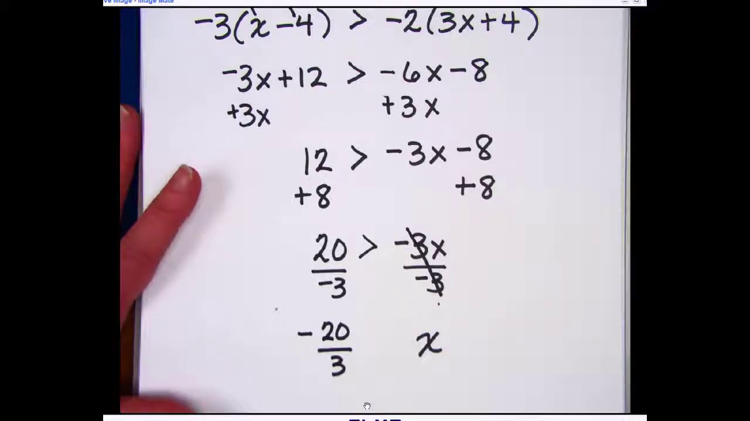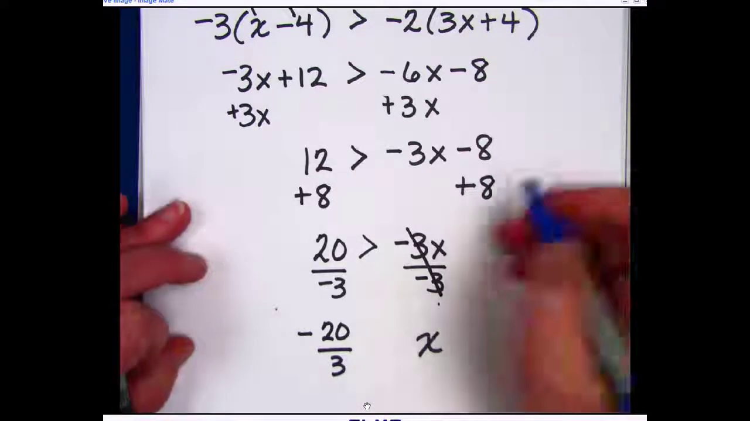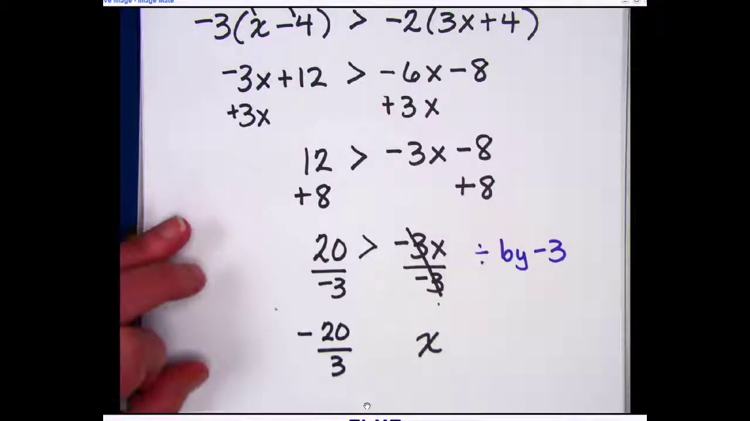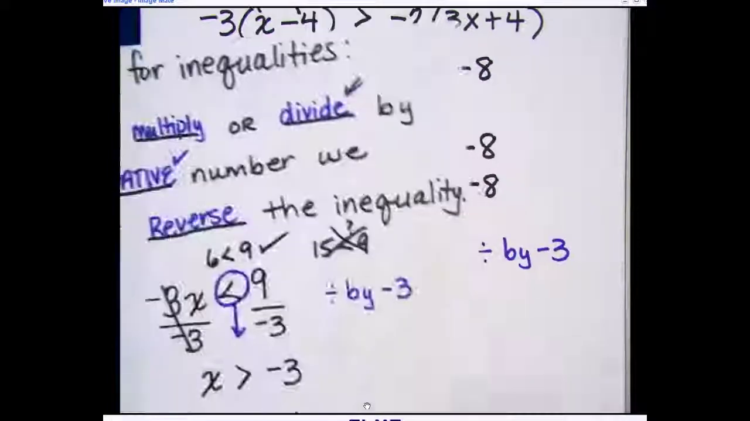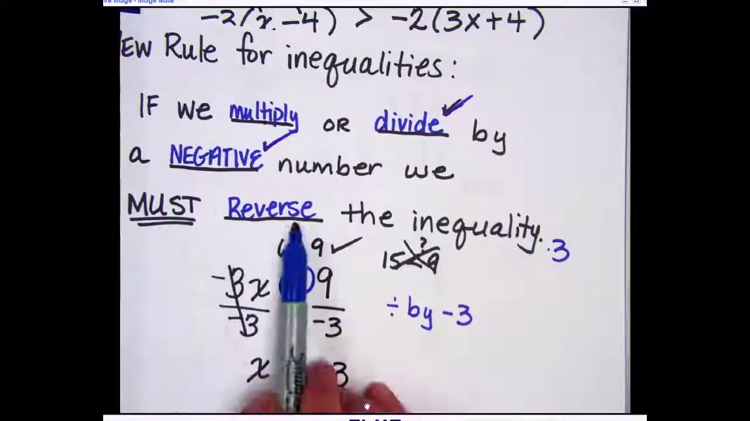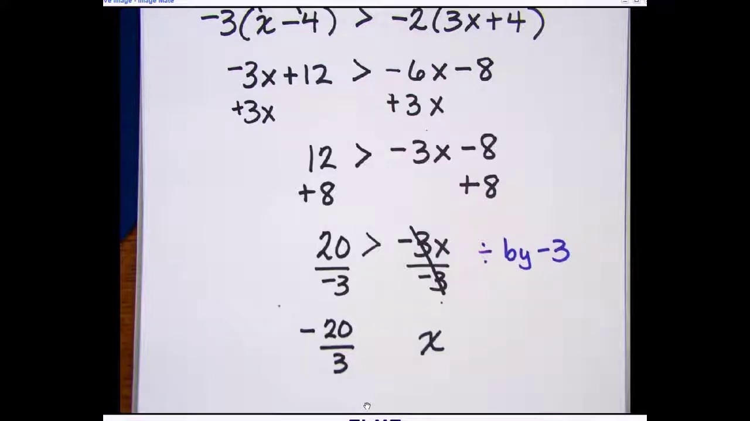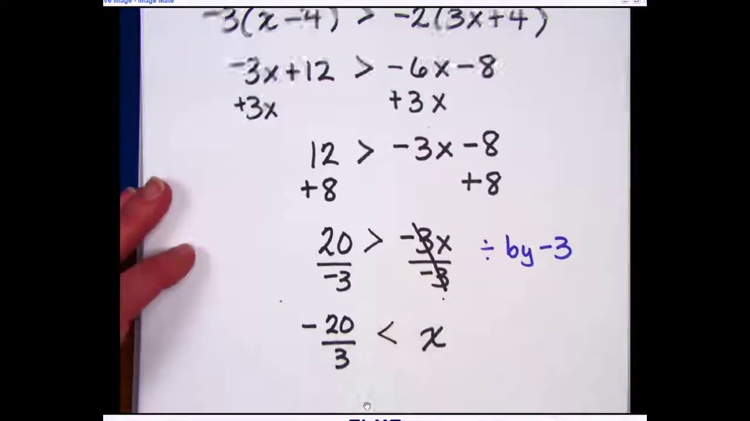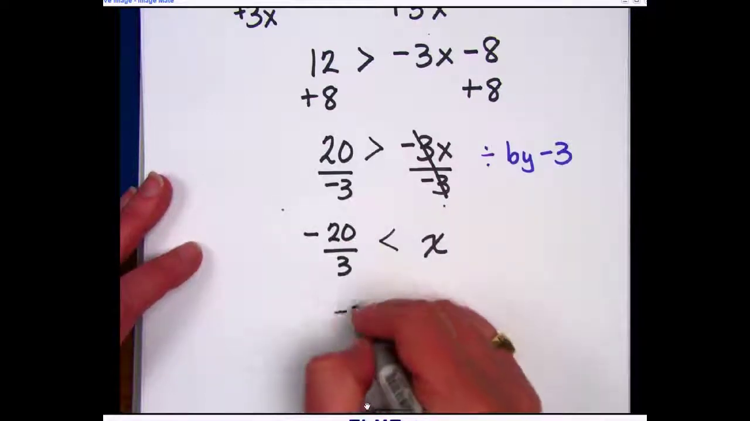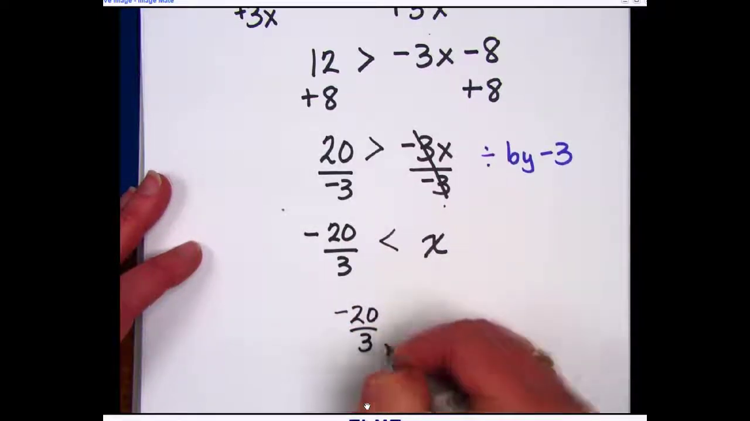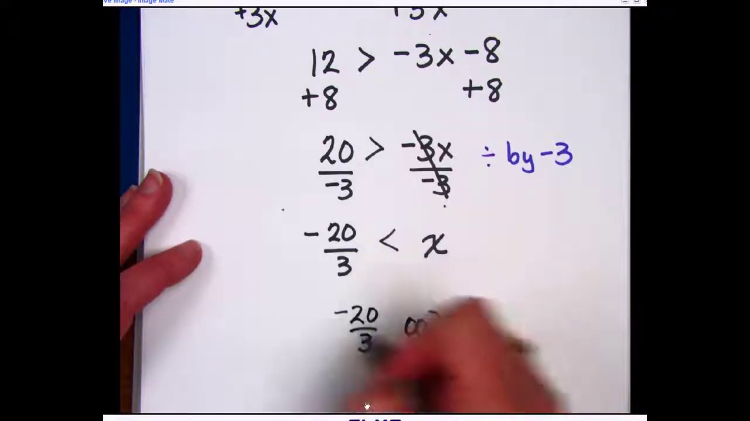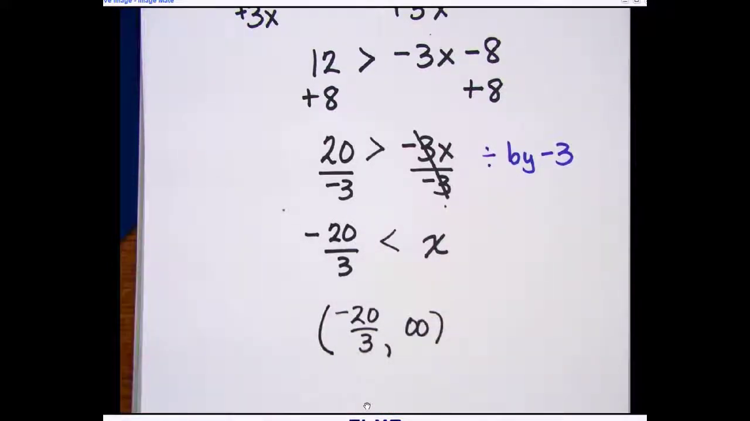Do I need to reverse? Well, I divided by negative 3. So going back to my rule, I divided, check. It was a negative number, so I must reverse. So this is going to go this way. The smallest value that will ever make this true is negative 20 over 3. The largest is infinity. No equal sign, so they're both getting round brackets.